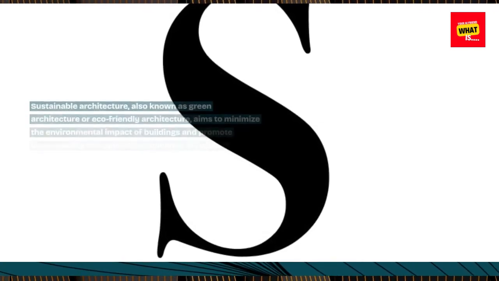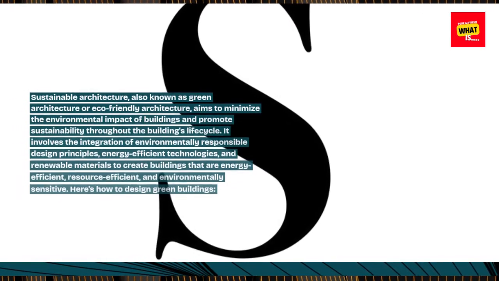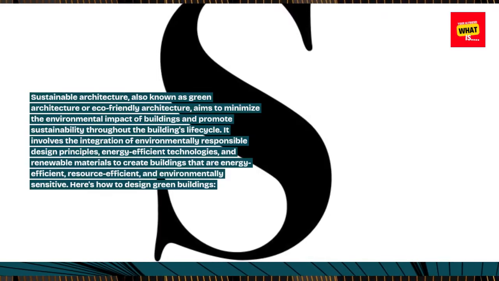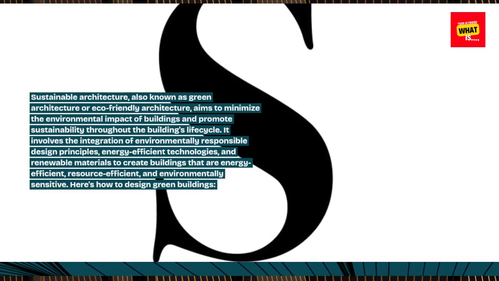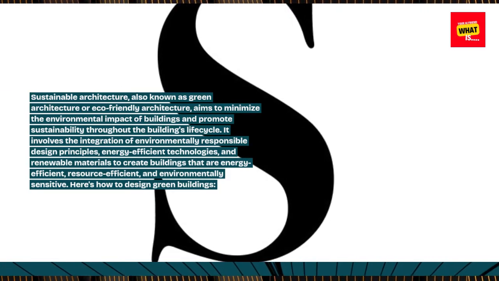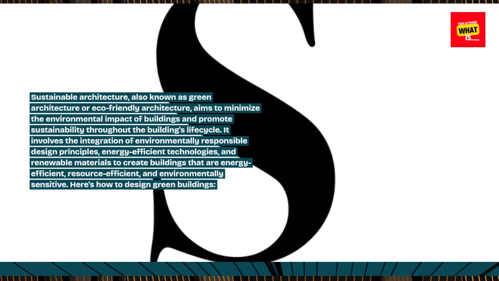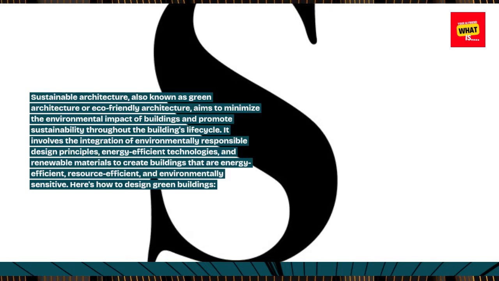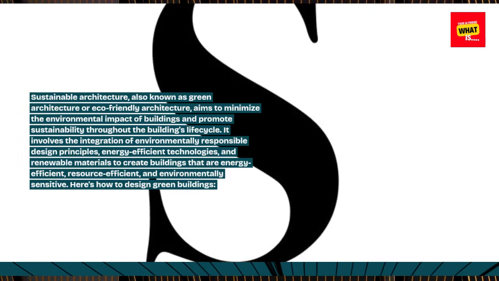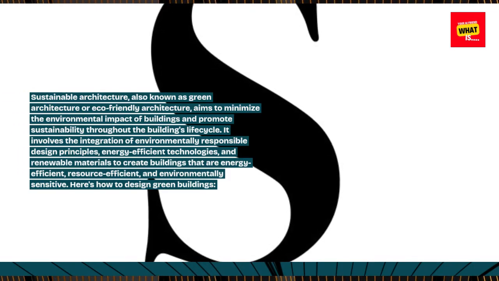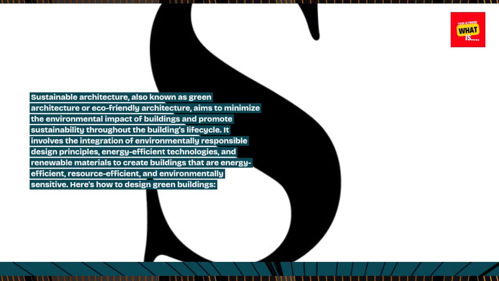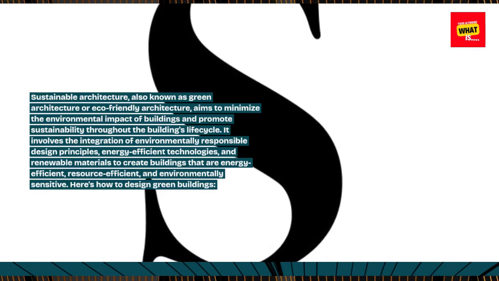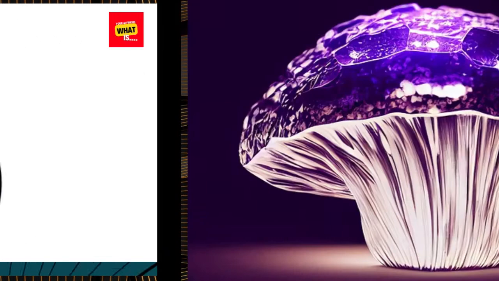Sustainable architecture, also known as green architecture or eco-friendly architecture, aims to minimize the environmental impact of buildings and promote sustainability throughout the building's life cycle. It involves the integration of environmentally responsible design principles, energy-efficient technologies, and renewable materials to create buildings that are energy efficient, resource efficient, and environmentally sensitive. Here's how to design green buildings.